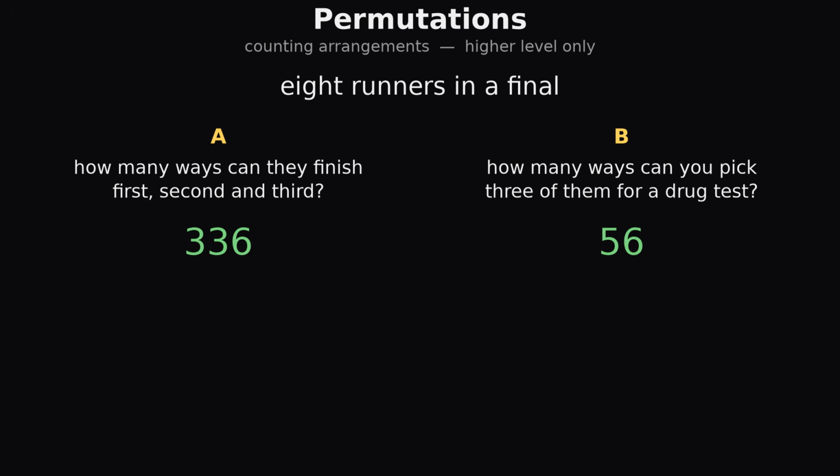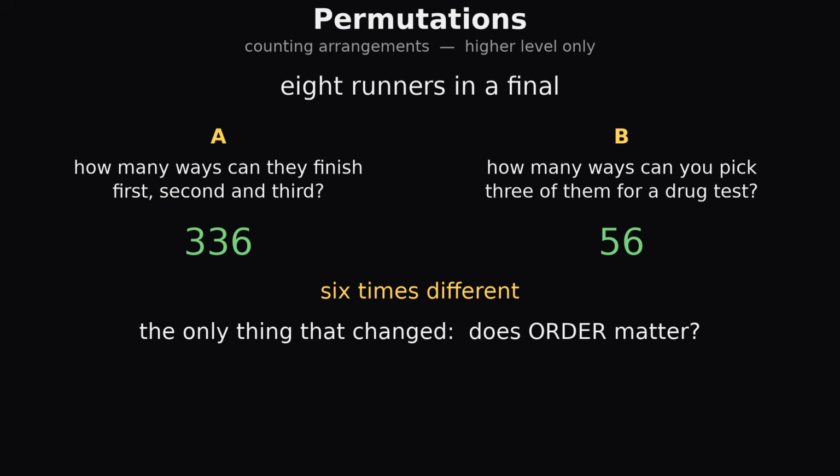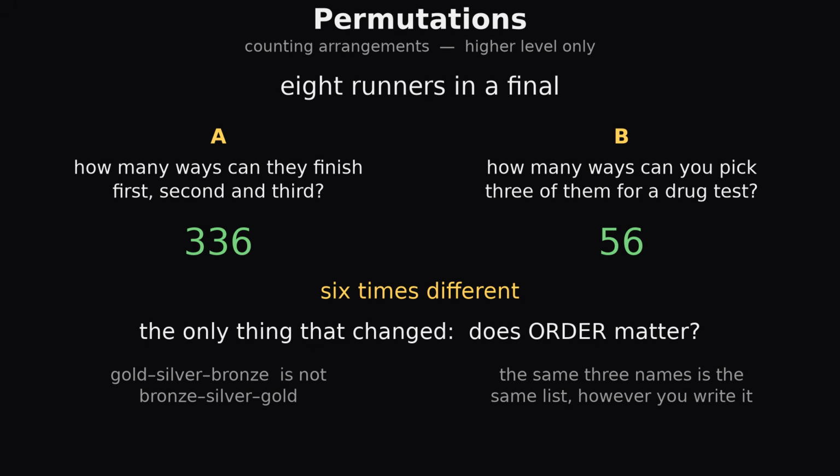336 versus 56, 6 times different. And the only thing that changed is whether order matters. On the podium it does. Coming first is not the same as coming third. Gold, silver, bronze is a different result from bronze, silver, gold. On the test list it doesn't. The same 3 names is the same list, however you write it down.